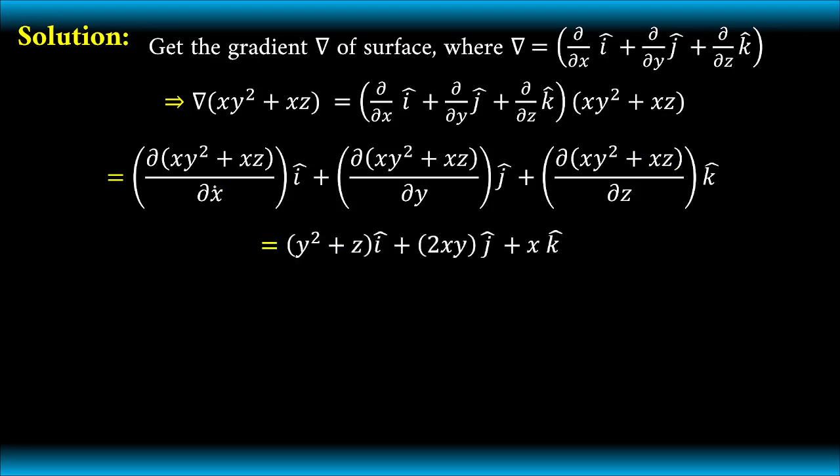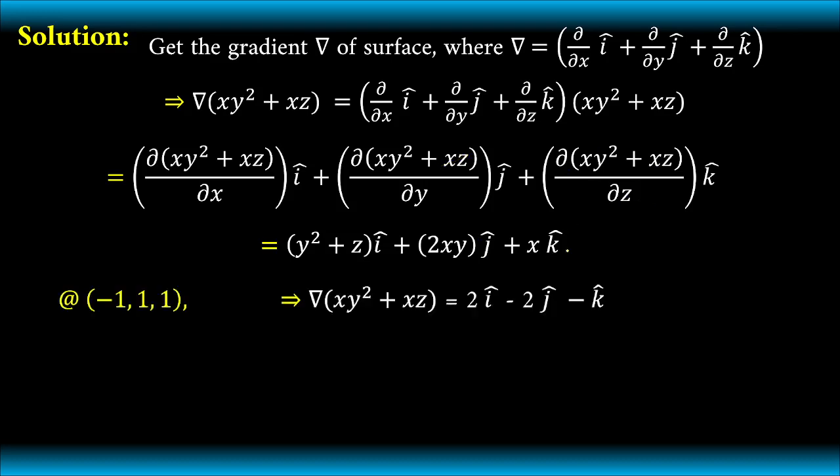So we have partial with respect to x of this first term. Obviously, we have y squared plus z, i hat. And then with respect to y for the second term, we have 2xy, because we take the 2 down, and this other term is constant, so it is 0. So we have 2xy j hat. And then for the third term, we get the partial with respect to z, so we have only x k hat.